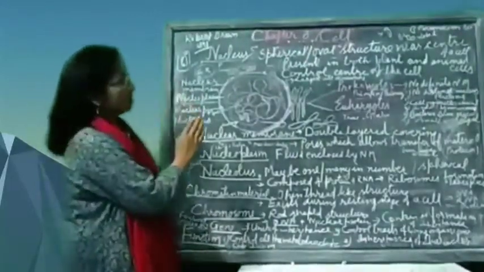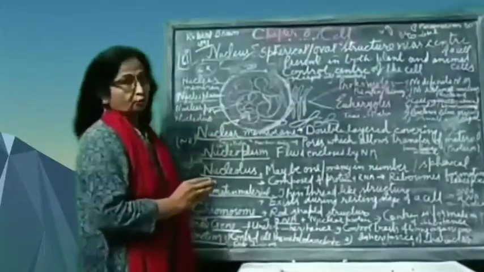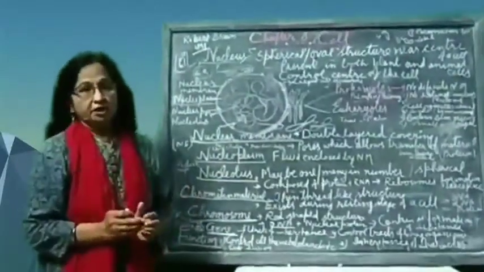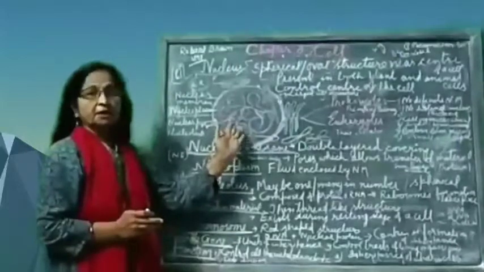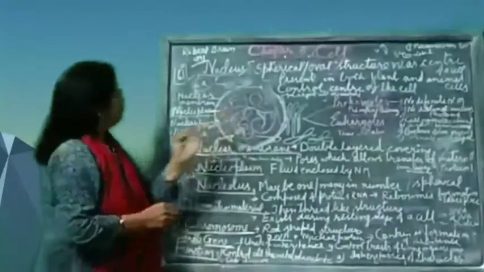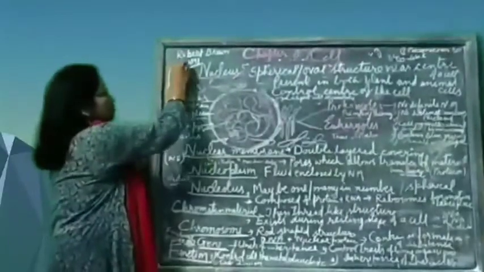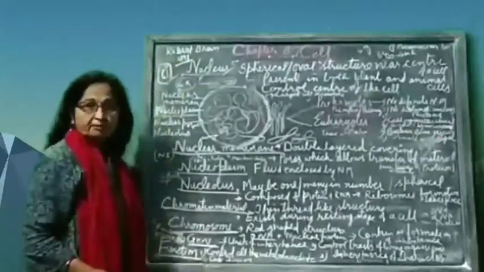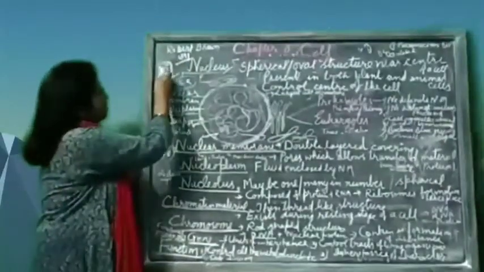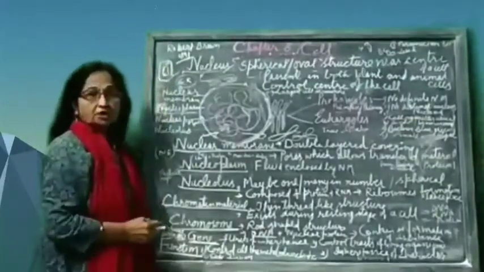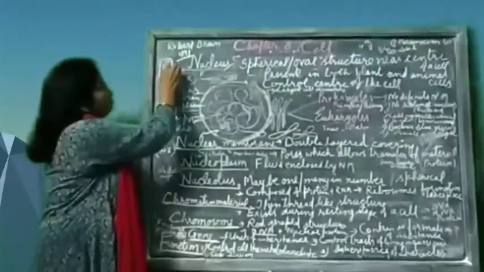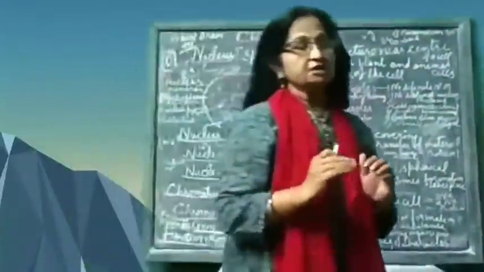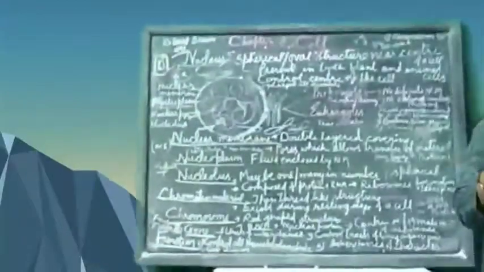It is a spherical or oval structure, mostly spherical, near the center of a cell. In an animal cell, it is present in the center, whereas in a plant cell it is not in the center, it is towards the periphery. What is the reason? Because in the center, large vacuoles are there. So the position of the nucleus changes in a plant cell. That we will discuss when we differentiate plant and animal cells.